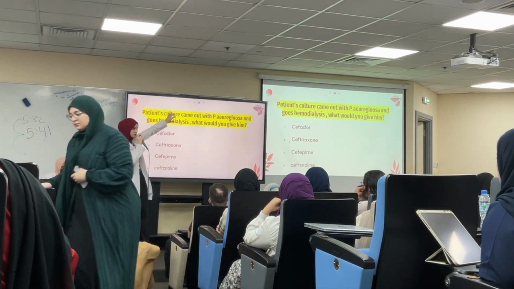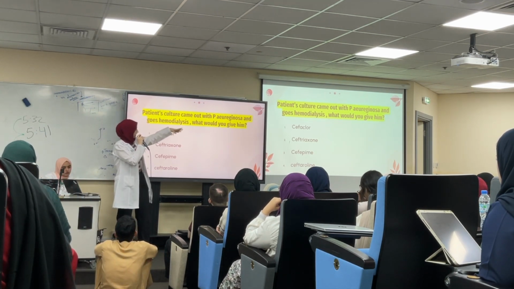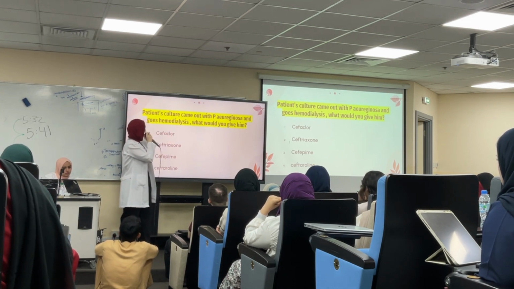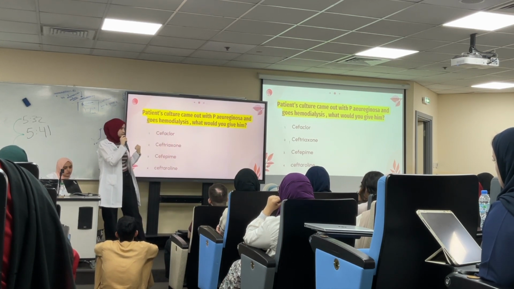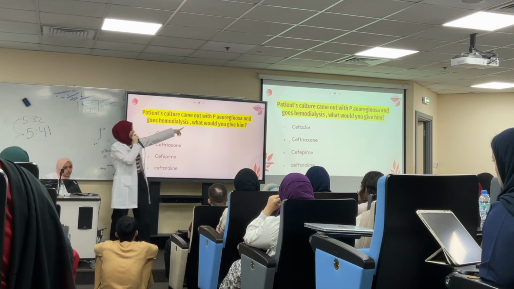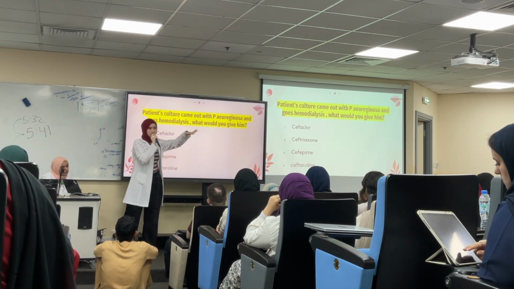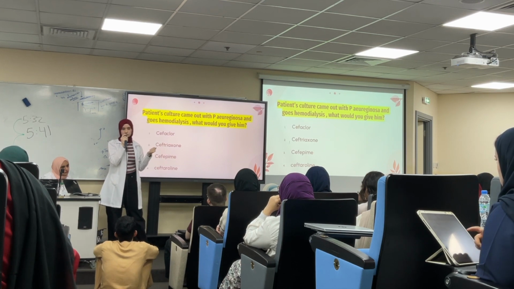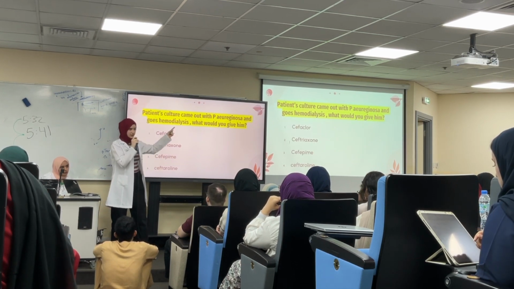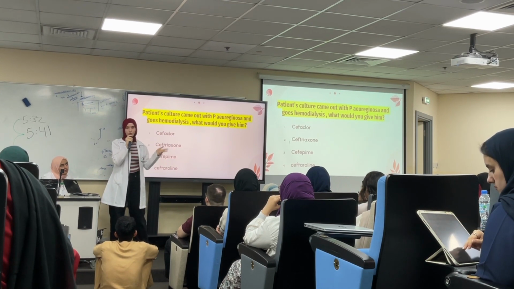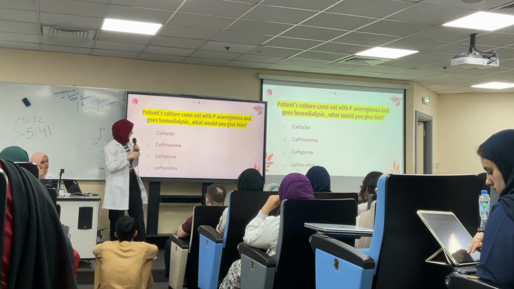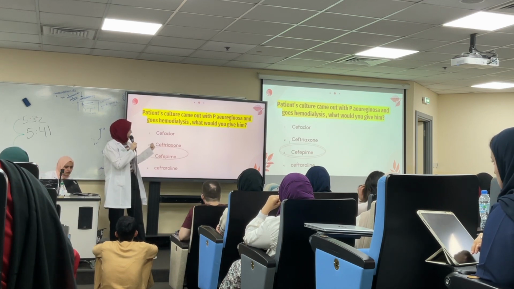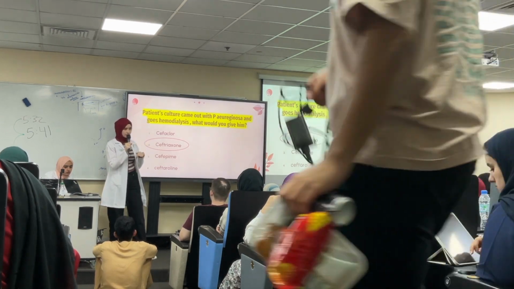Okay, question time. I deduced only the things we need from the question. The patient's culture came out with Pseudomonas aeruginosa, and he goes to hemodialysis. What would you give him from these options? Now for Pseudomonas aeruginosa, we agreed on certain medications for it, like piperacillin and ticarcillin with aminoglycosides. And what else? Third generation, okay? Ceftriaxone is going to be used with aminoglycosides, okay?